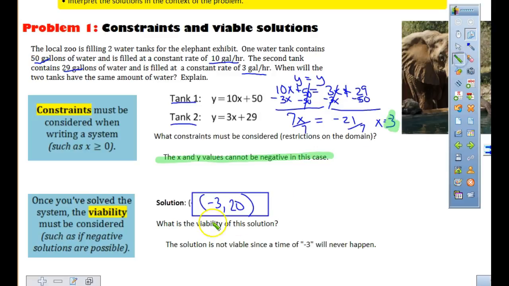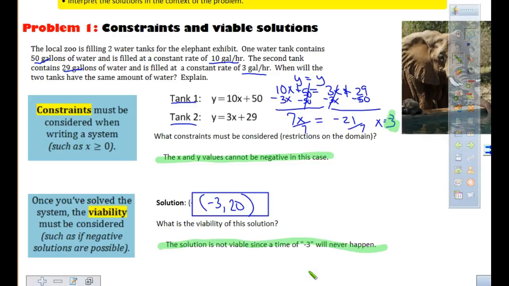Okay? So, what is the viability of this solution? We can never have a time of -3, just like you can't have a length of -3 feet. When are these two things the same? You can't have negative numbers for those. So sometimes negative does not make sense for our problem, okay, as we are looking at it.